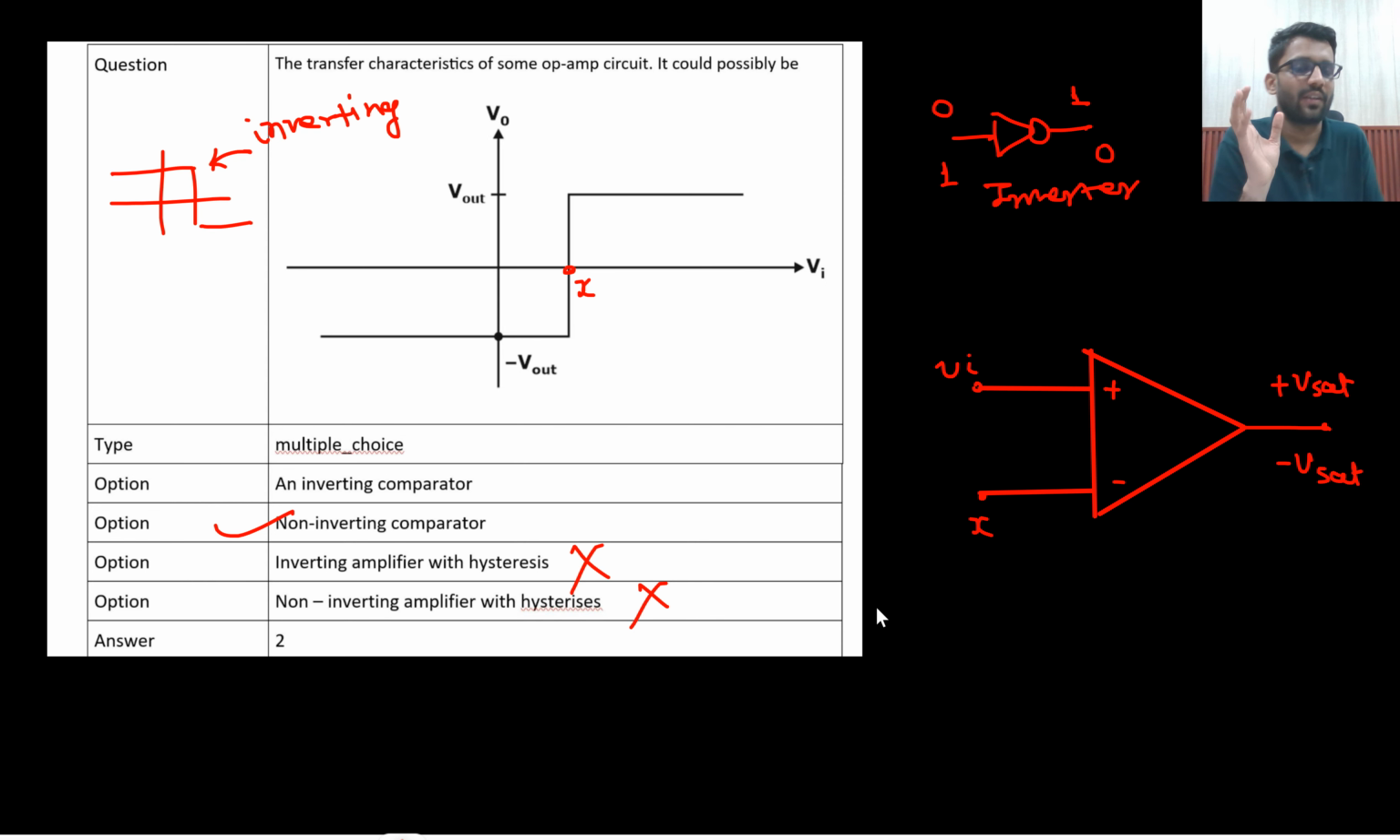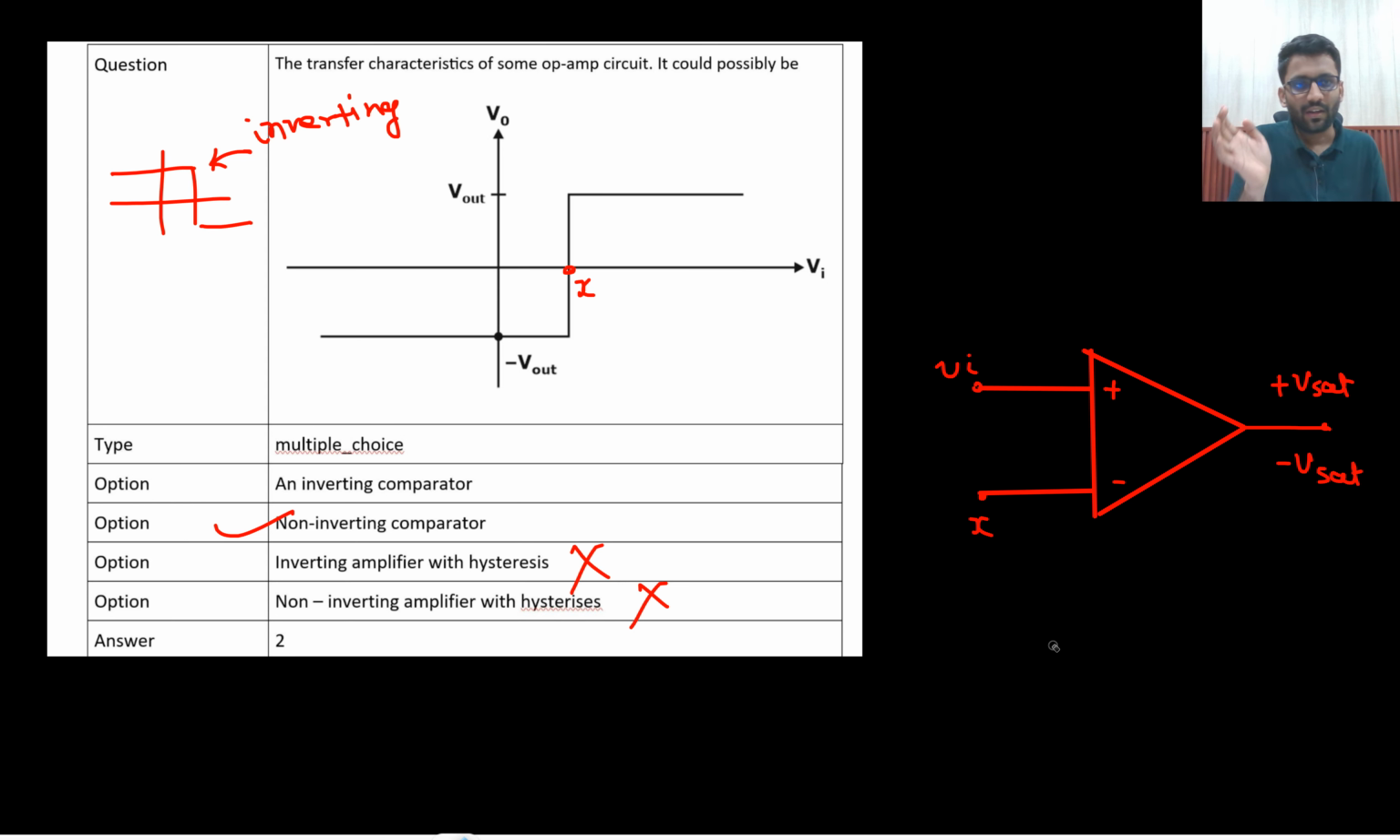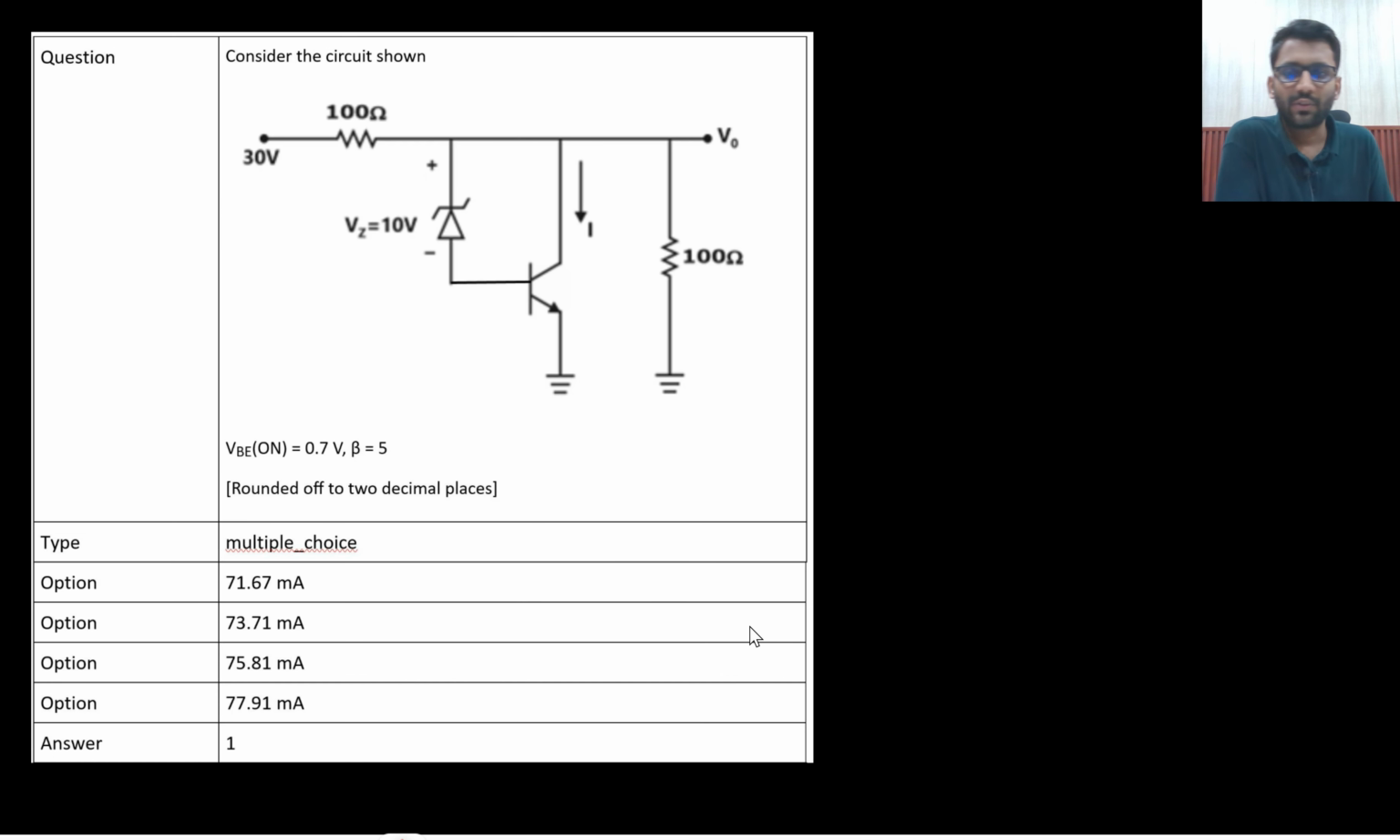But this is non-inverting. By the concept of an inverter, you can understand that an inverter gives a low value for a high value, and a high value for a low value. But here, if a high value is there, you are getting a high value only. So this is a non-inverting comparator. Okay. Let's see the solution of this one.